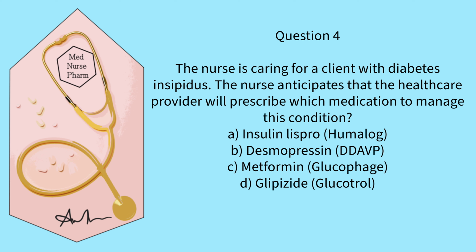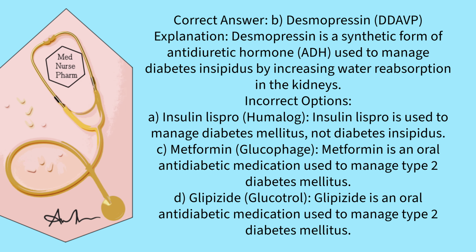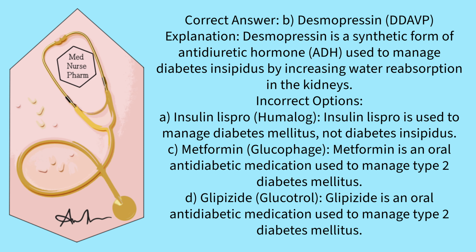Question 4. The nurse is caring for a client with diabetes insipidus. The nurse anticipates that the healthcare provider will prescribe which medication to manage this condition: insulin lispro, desmopressin, metformin, glipizide. Pause the video and select your answer. If you chose option B, you are correct, desmopressin. Desmopressin is a synthetic form of ADH used to manage diabetes insipidus by increasing water reabsorption in the kidneys.